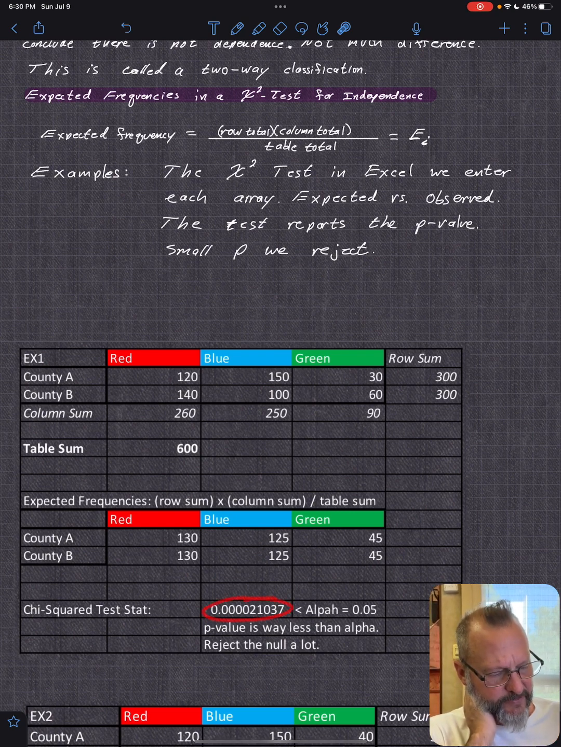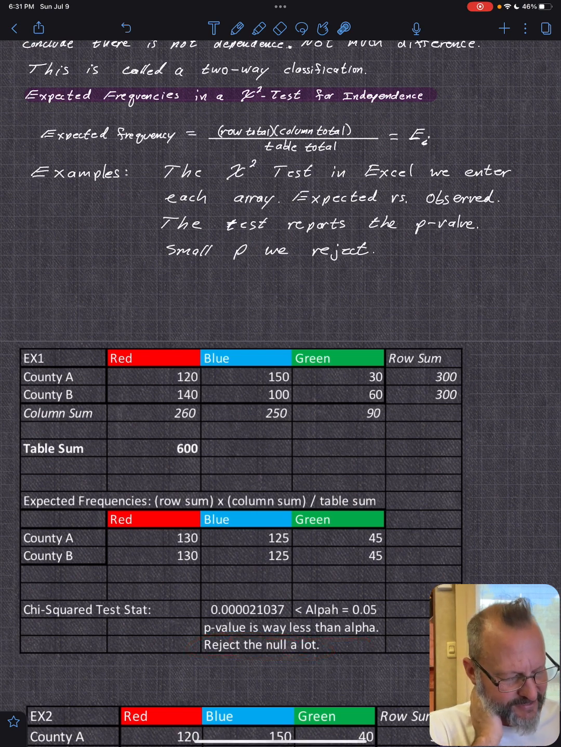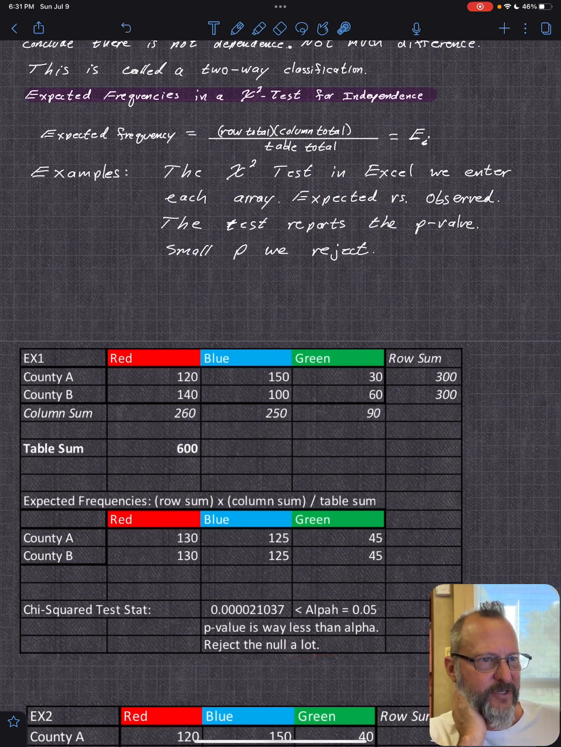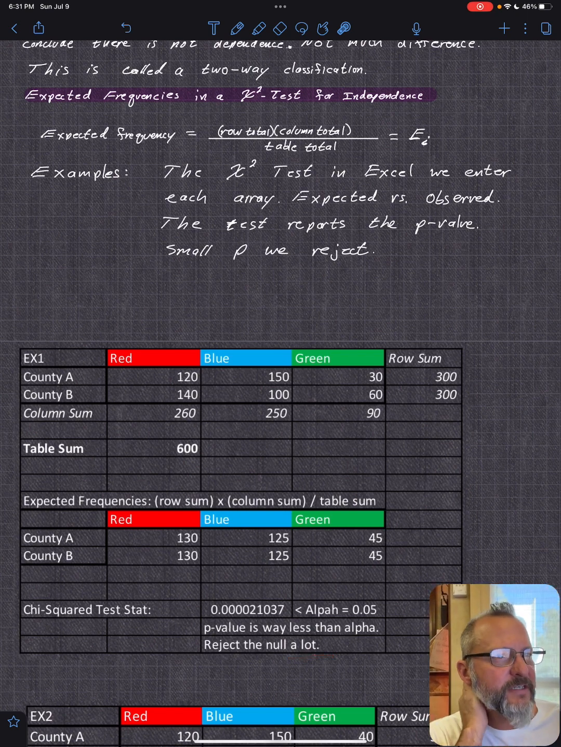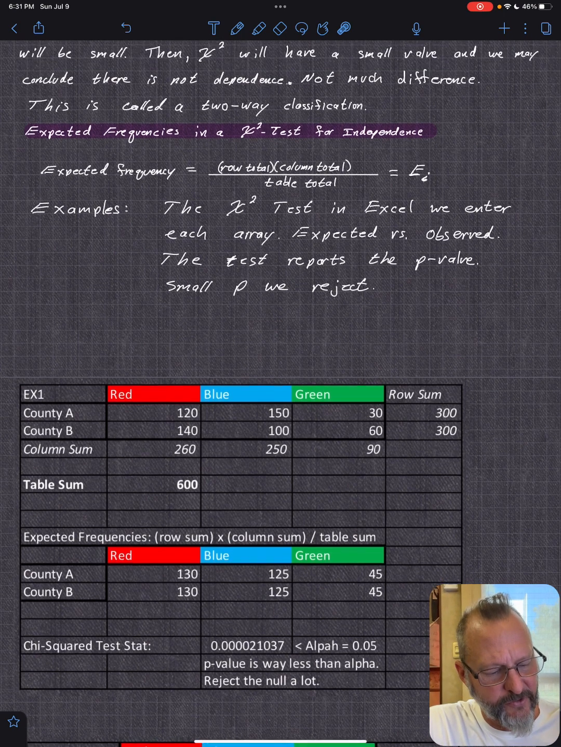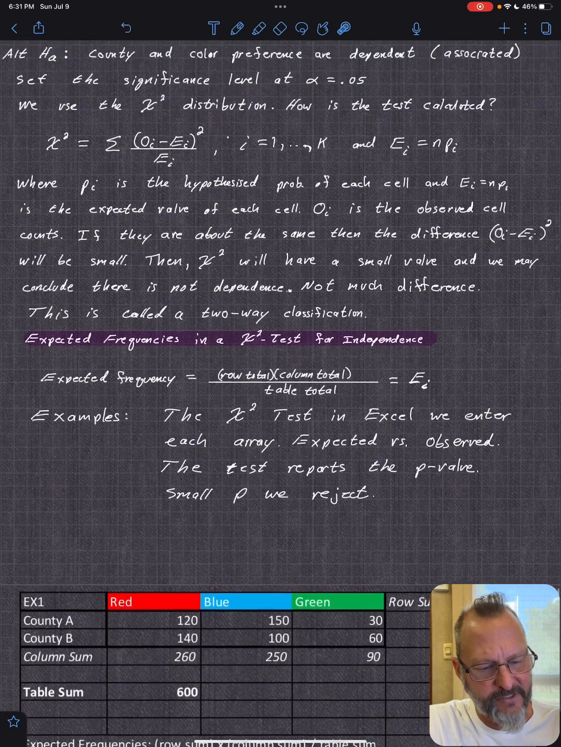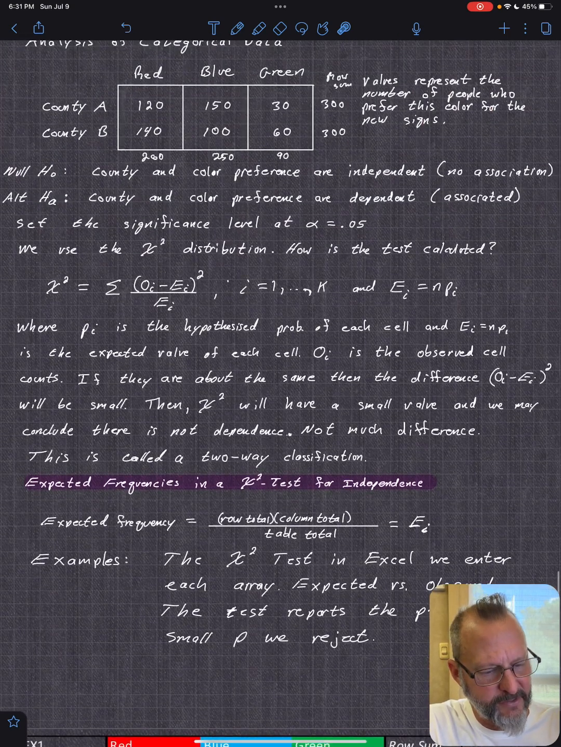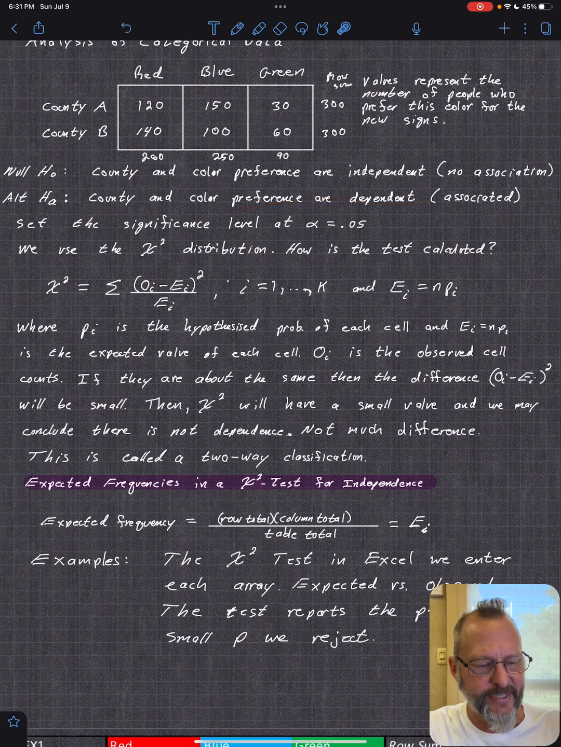This is the p-value, which is really small, and therefore way less than alpha, so we reject the null hypothesis. Okay, so it's way less than alpha, so we can reject the null hypothesis. The null was that there's no difference, that they're independent. The alternative hypothesis is that there's a preference between the colors.